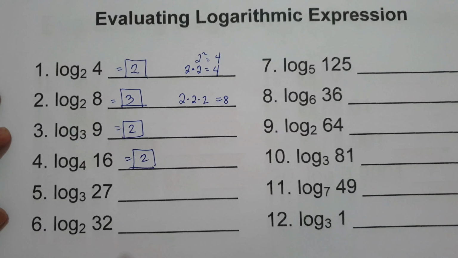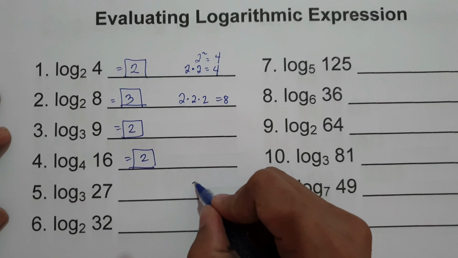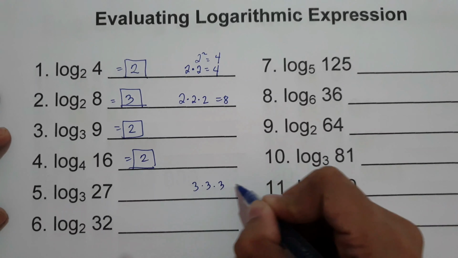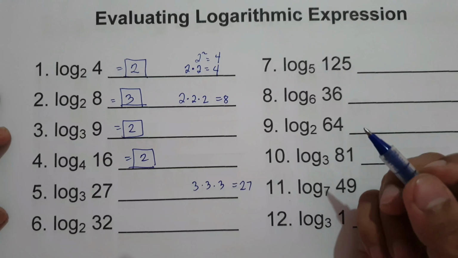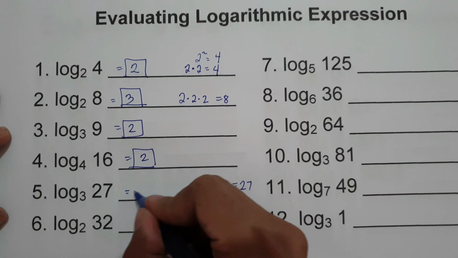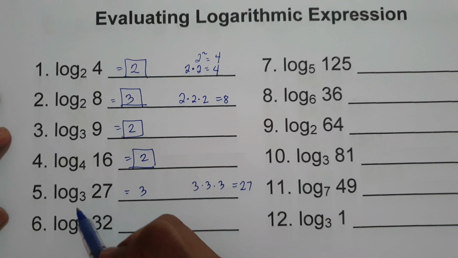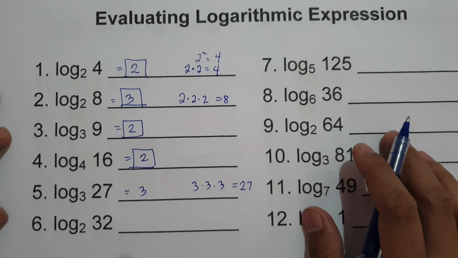How about number 5? Log 27 to the base 3. How many 3's do we need to multiply to get 27? So that is 3 times 3 times 3 is 27. So we need 3 3's to have 27. So therefore, log 27 base 3 is 3, because 3 raised to 3 is 27.